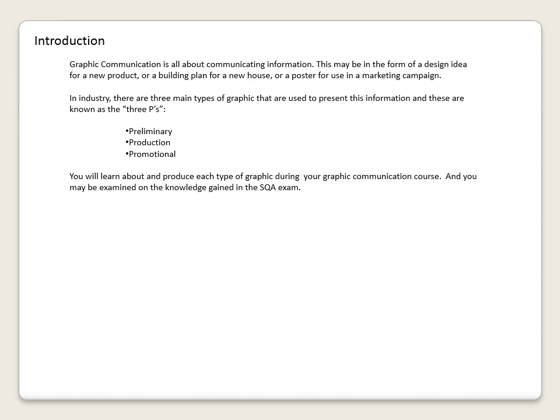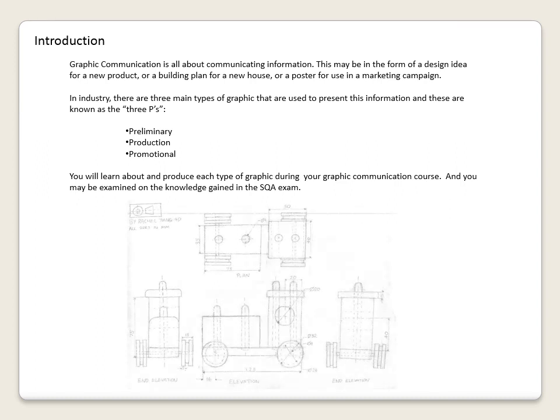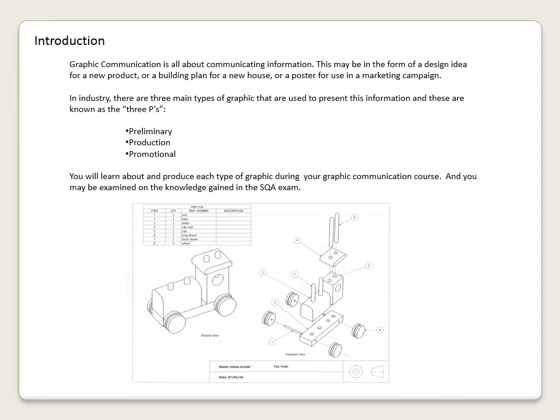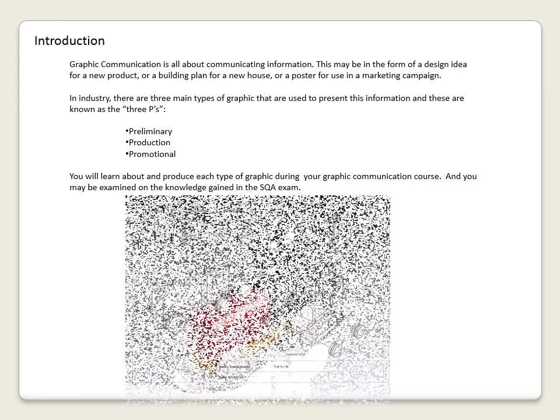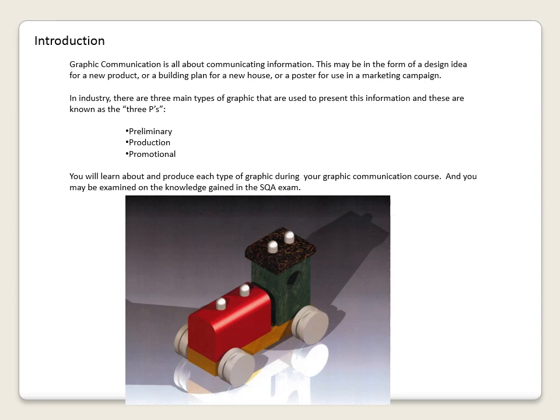The 3P's mean preliminary graphics, where we have maybe sketches of an object. We have production graphics, where we maybe have some technical drawings of that, and we have promotional graphics, as it suggests, to actually promote or advertise the graphic. So let's take a little bit of a look at these in more detail. We'll start with preliminary graphics.